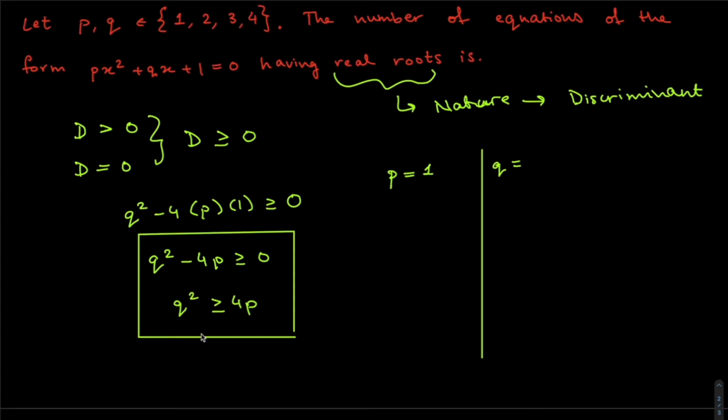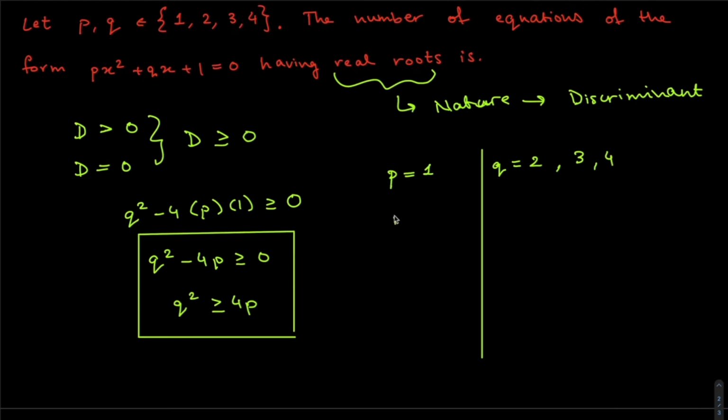Let's look at 2. 2 squared is 4. 4 is greater than or equal to 4. That is good, so that's going to work. For 3, we're going to have 3 squared is greater than or equal to 4. Yes, it is. So we have 3 as well. What about 4? Yes, that also works. Okay? You can figure that out on your own. I don't think I need to explain that. Right? So 2, 3, and 4 work when P is 1.